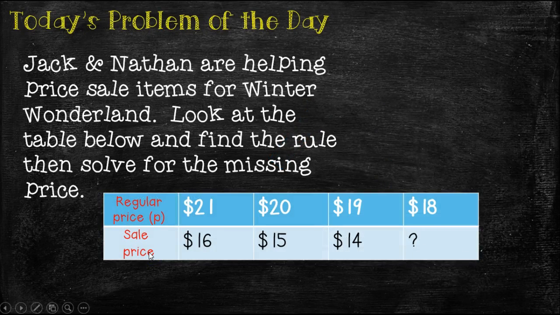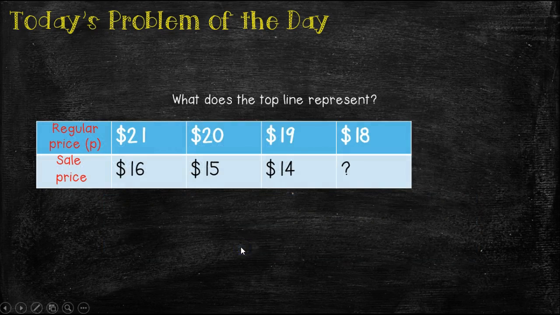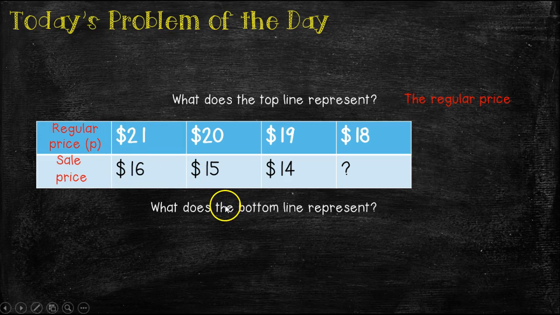Here's today's problem of the day. Jack and Nathan are helping price sale items for Winter Wonderland. Look at the table below and find the rule and then solve for the missing price. Well, here's the information that we have in this table below. So what does this top line represent? That's right, it represents the regular price. We're going to use the variable P to represent the regular price. What is the bottom line then representing? Well, that represents the sale price.